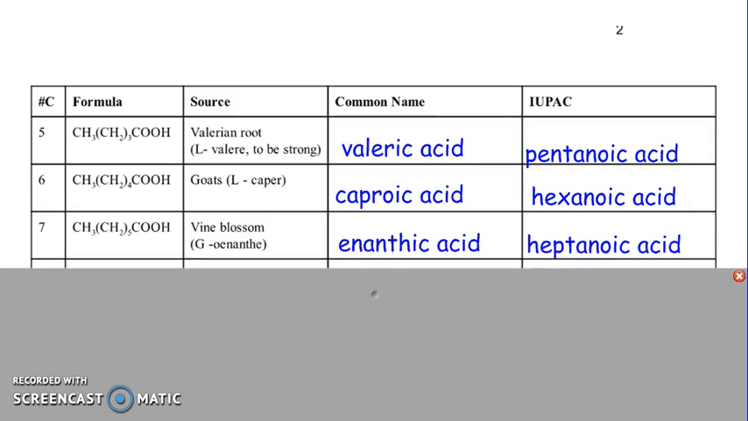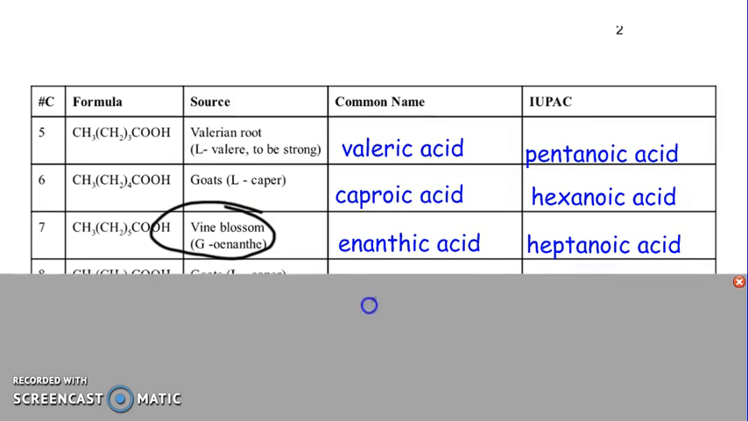This next one is another one I have never heard of. So it could be from the oleander, maybe from this word here. I don't really know. Oleander is a pretty flower off of a shrub. But we have enanthic acid as its common name. Again, I've never heard of it, so it can't be all that common. And we call it heptanoic acid.